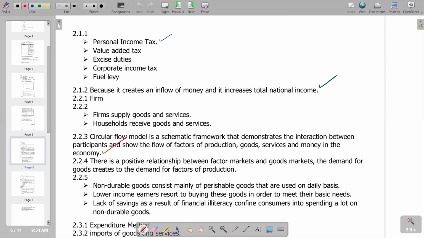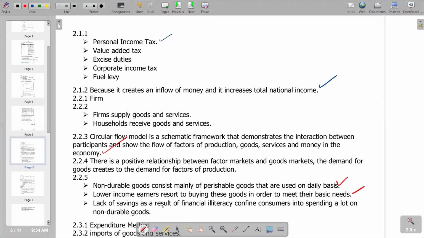Then we've got the second point. Lower income earners resort to buying these goods in order to meet their basic needs. So we are saying low income earners cannot afford the durable goods because they are more expensive. So they resort to non-durable goods because they are less expensive.